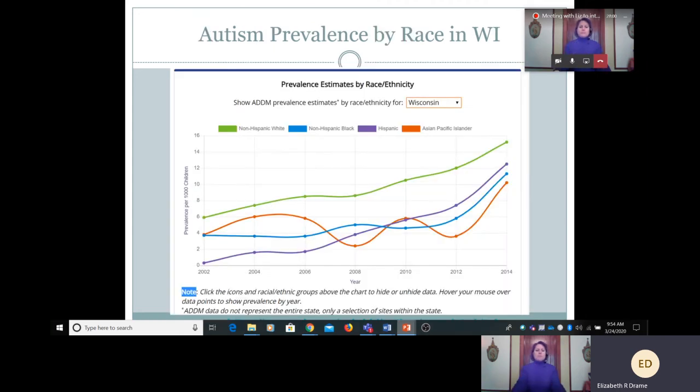Well, here's another visual that shows the disparity in prevalence across racial categories. It's decreasing over time, which is a good trend. Just like overall across the nation sites, it's decreasing over time, but there's still a much wider gap here than there is across all the sites combined.